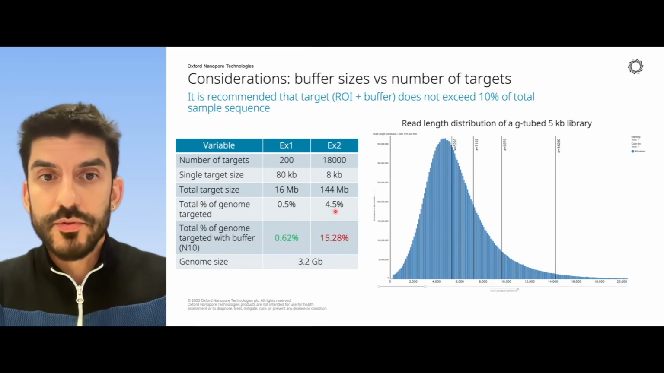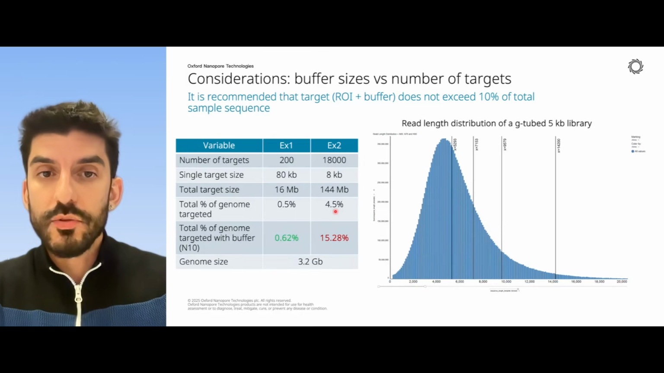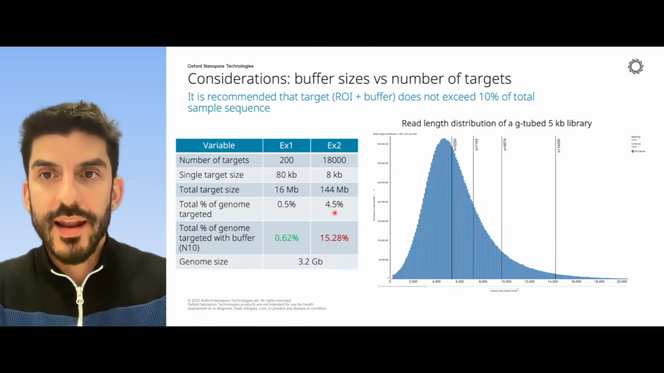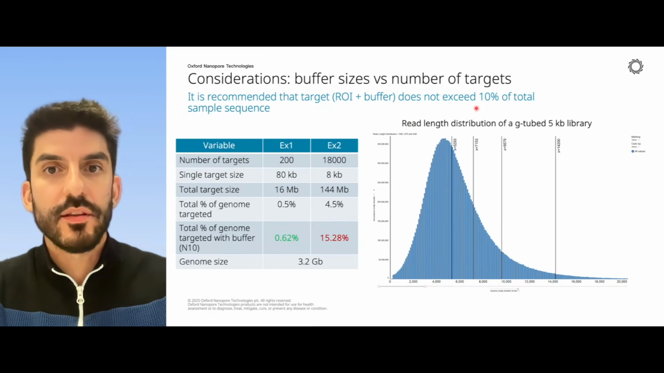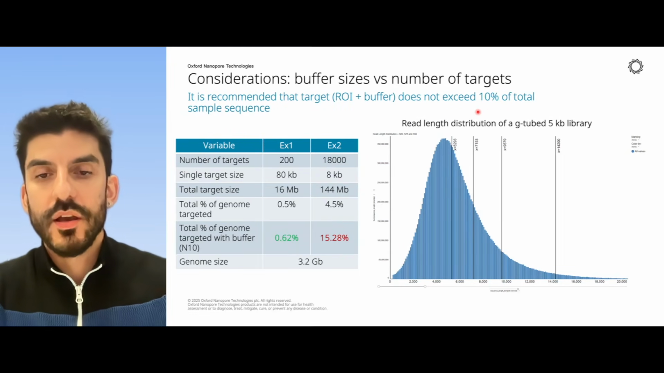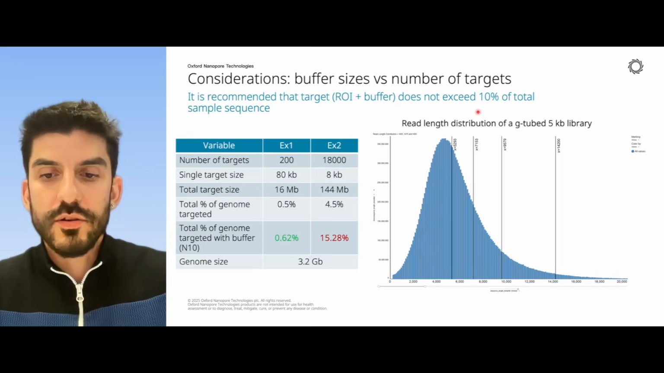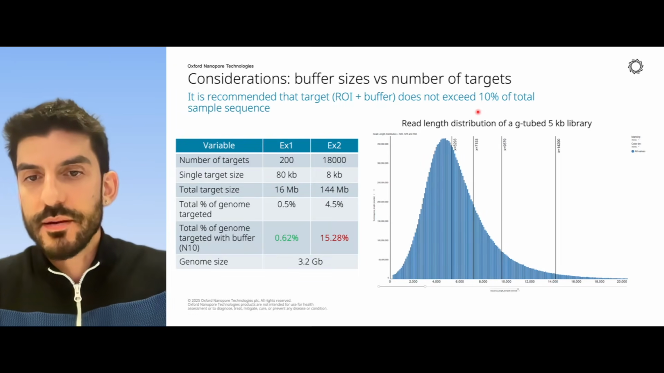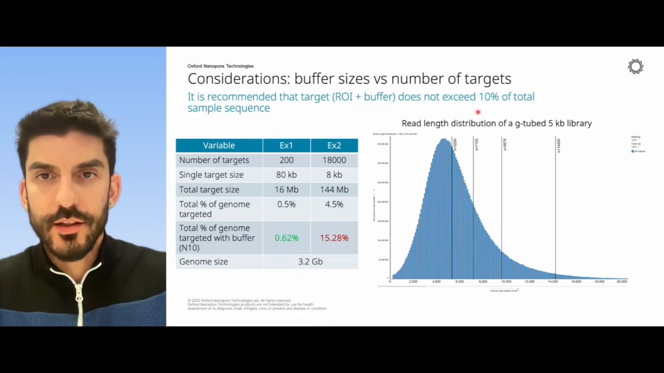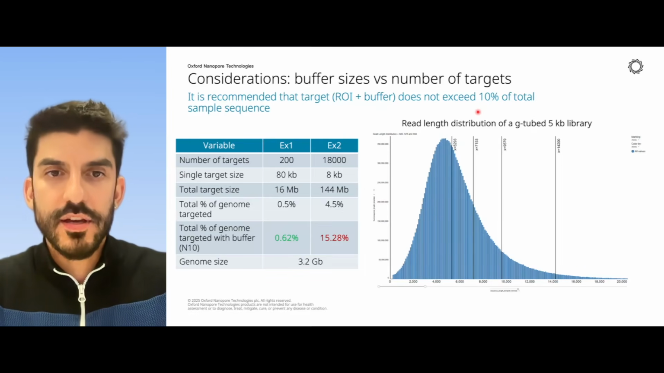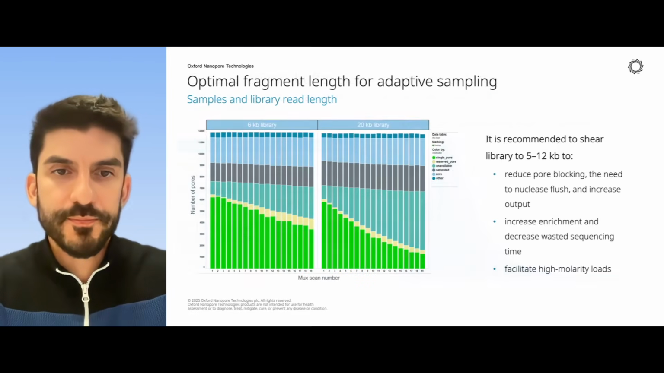In example 2, the targets themselves are already bigger. They target 4.5% of the sample. And after adding buffer to 18,000 targets, we end up targeting 15.28% of the sample. And this is above our recommended threshold of 10%. Ideally, you do not want to be targeting more than 10% of your sample to try and maximize the amount of time you spend sampling and looking for your regions of interest. This will maximize your enrichment.